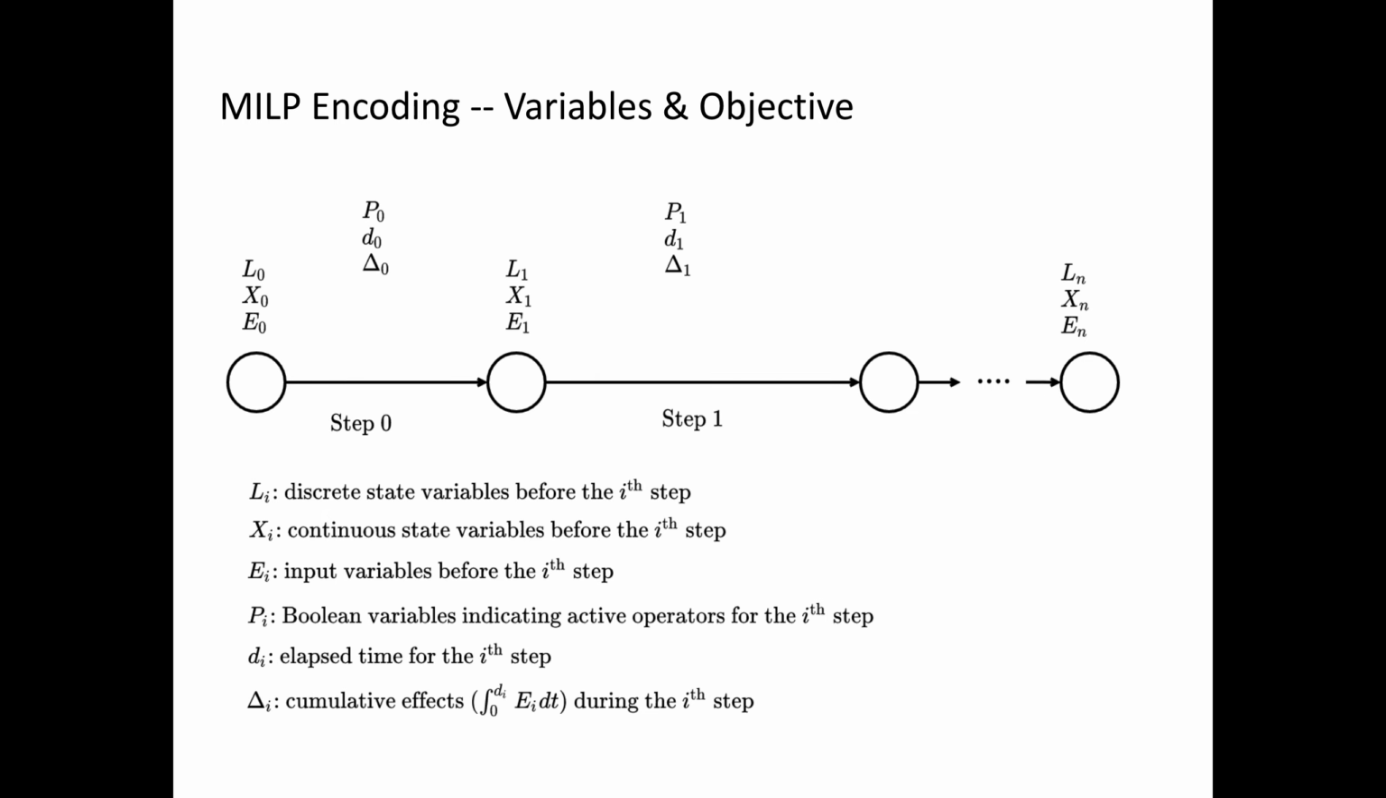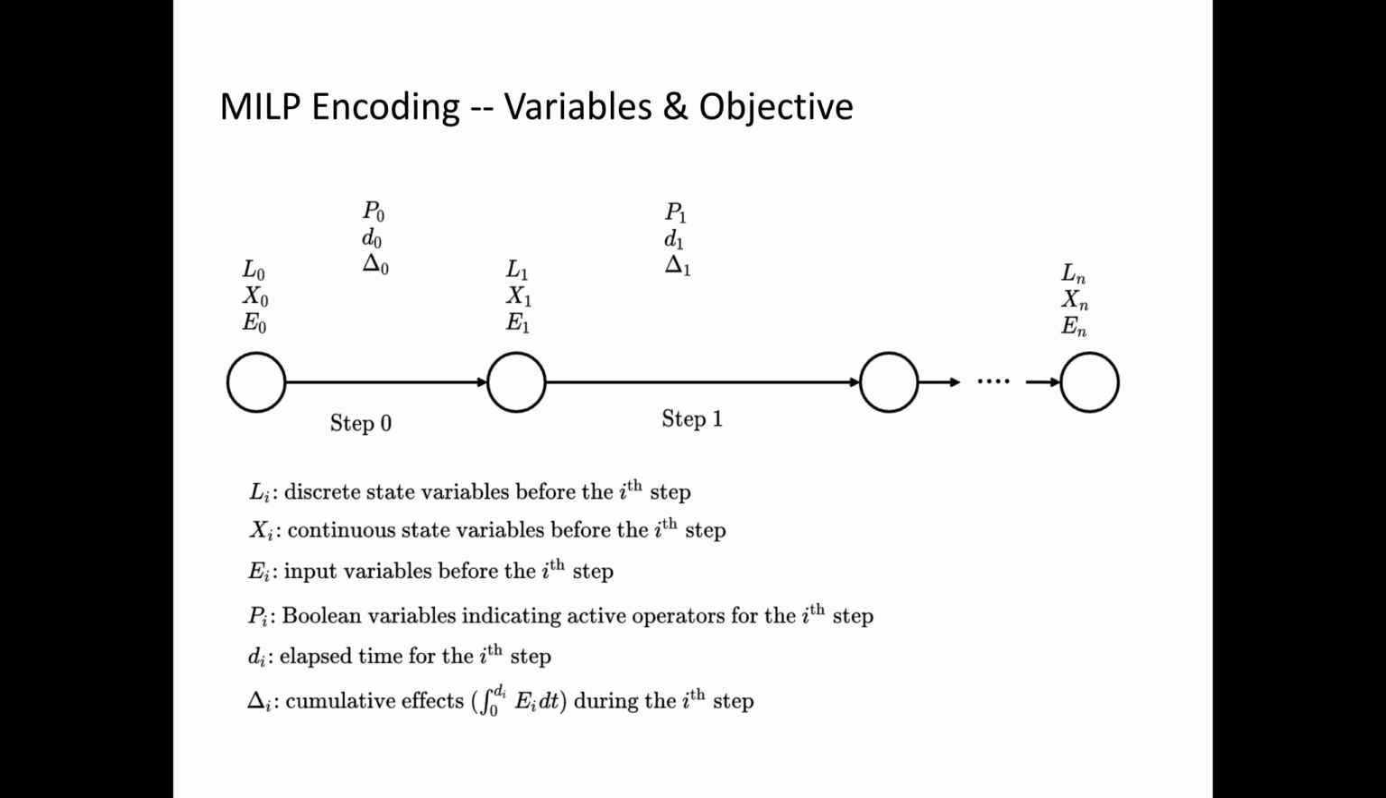And we also have three kinds of variables at each step to represent the action and their effects. First, for each action, we use a set of Boolean variables to represent the activation of operators, each of which is defined for a jump or flow. A jump or flow is activated if its Boolean variable is 1. It's not activated if it's 0. Also, each action has a continuous variable for its elapsed time.